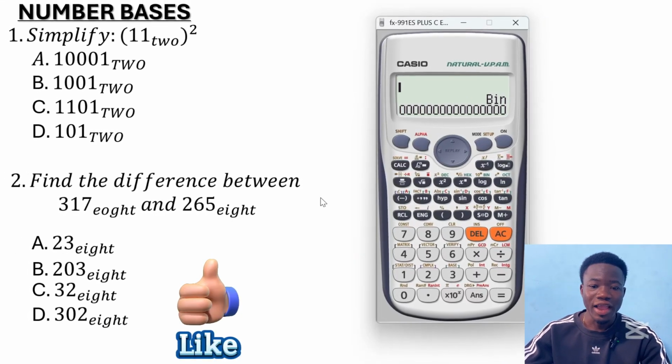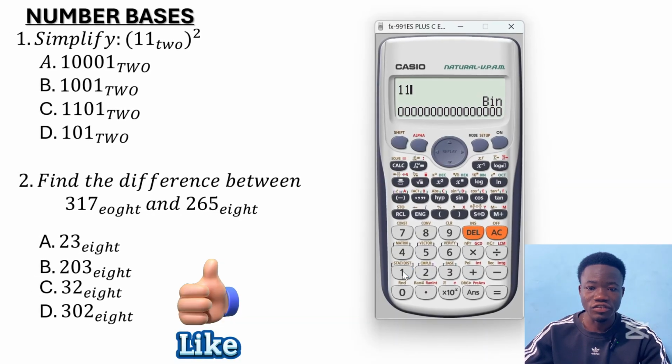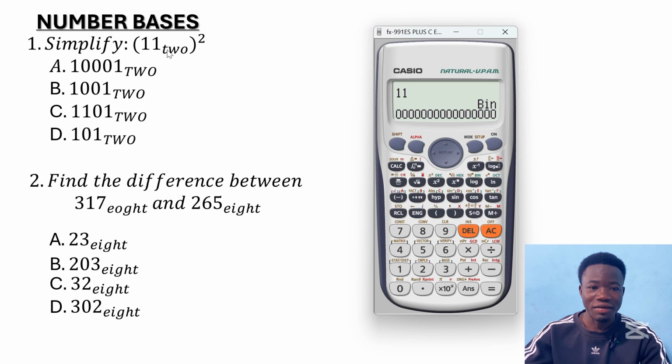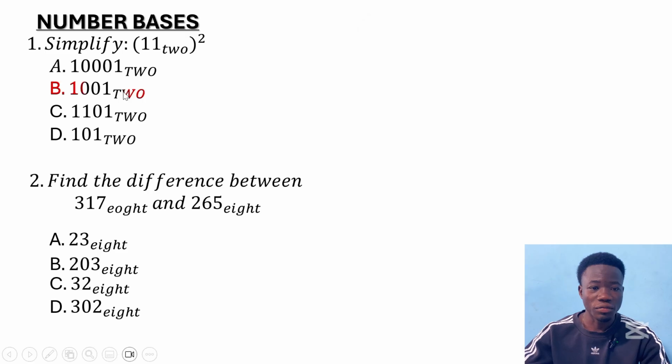Now, any number you type here is in base 2. The question is 11 base 2 squared, which means 11 base 2 times 11 base 2. So I just multiply 11 by 11, both in base 2 because the whole thing has been converted to base 2. Then you click the equal sign, and your answer is 1001, which is B, the B over here.